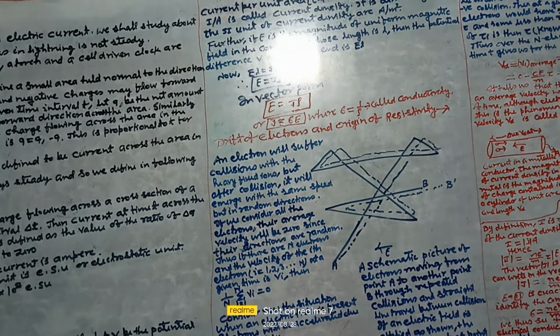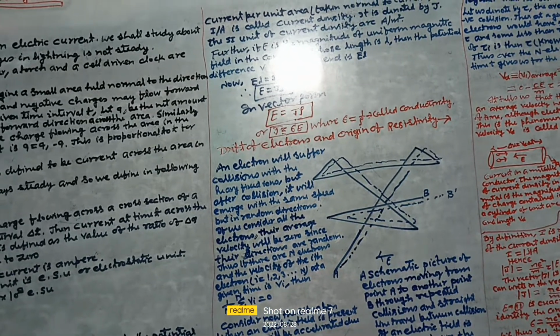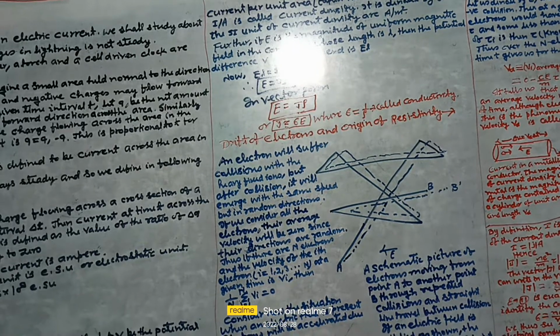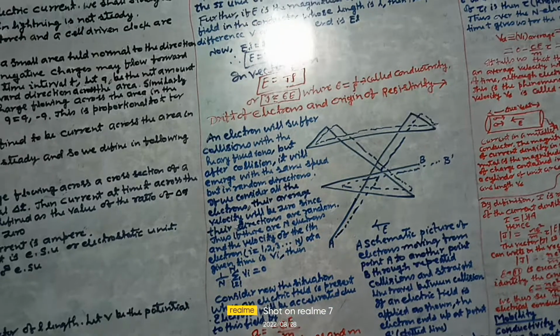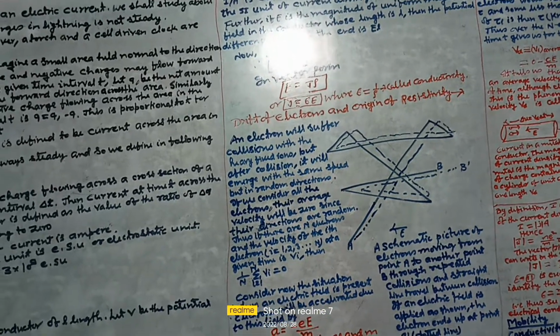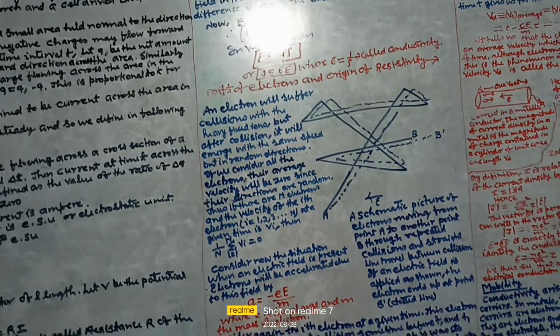Thus, if there are n electrons and the velocity of the ith electron, i = 1, 2, 3, ... n, at a given time is Vi, then 1 by n summation of Vi, i = 1 to n, equals 0. Consider now the situation.